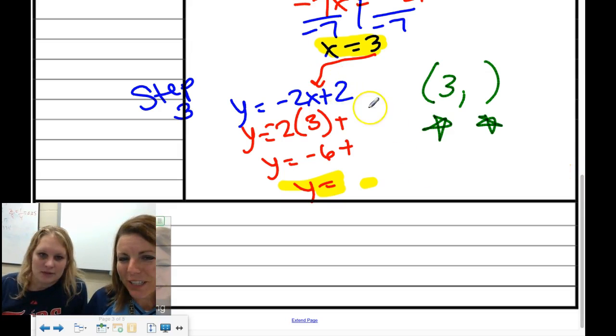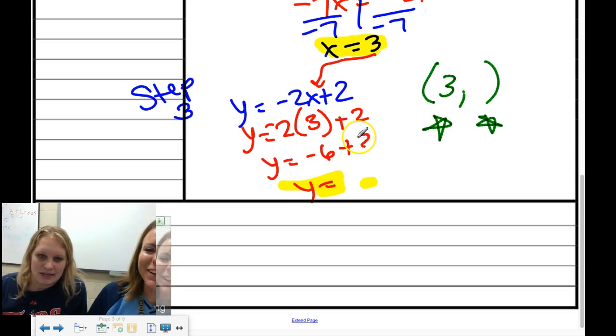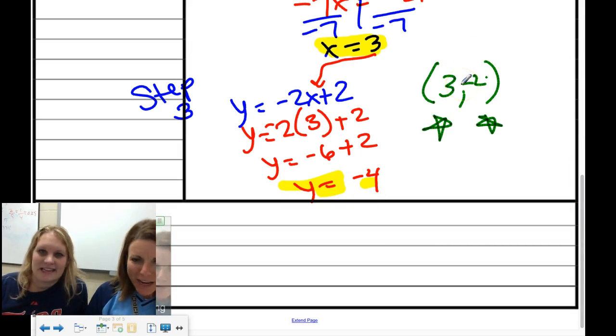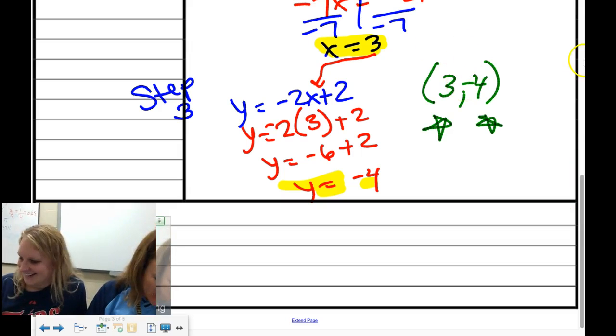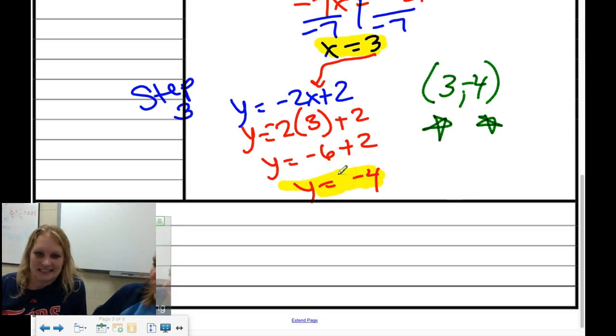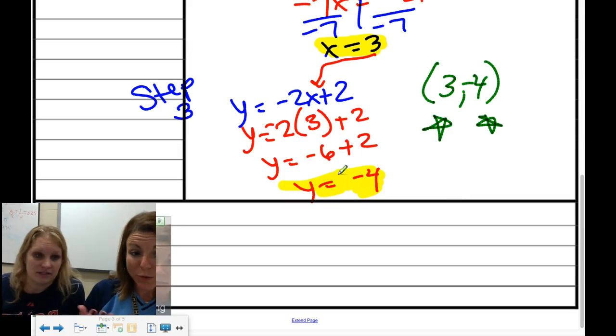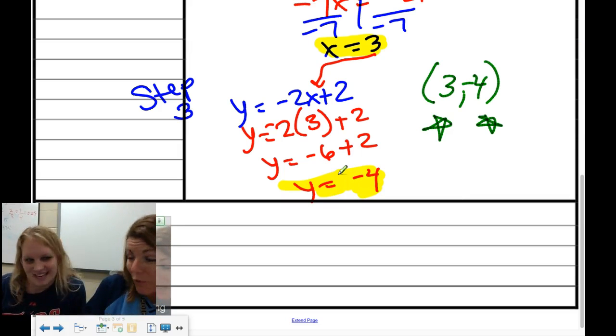There we go. So when I bring this 2 down, and I bring this 2 down, I really get a negative 4. That looks much better. So now our final answer is 3, negative 4. Good. To check that, just put it back in those equations and see if it works. If it does, then you're good. You would have found it if we didn't, right?